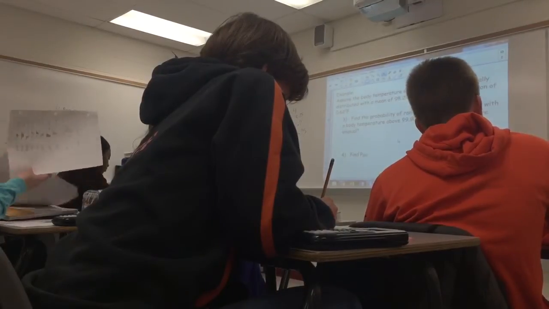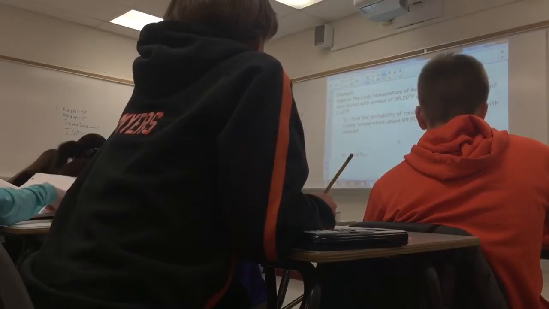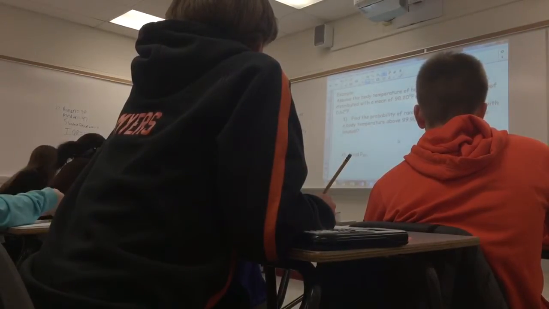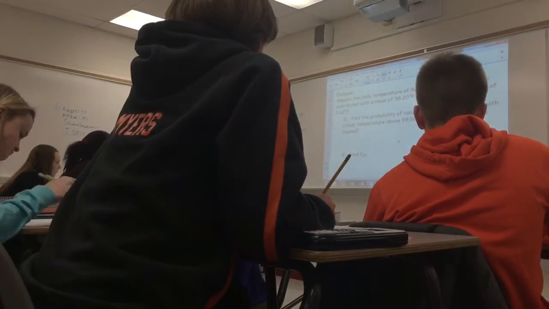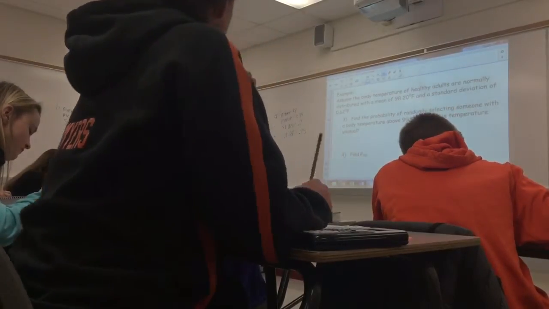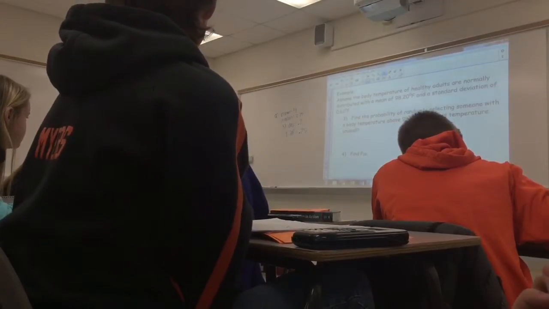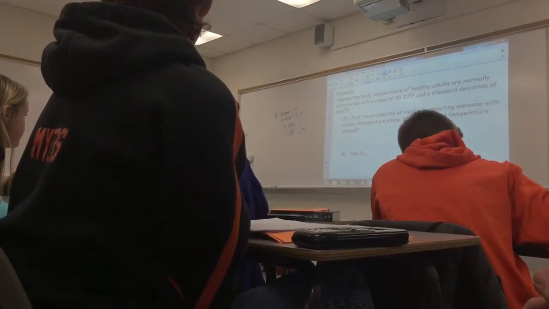Okay, so let's try something. Body temperature of healthy adults is normally distributed with a mean of 98.2 and a standard deviation of 0.62. So my mean's not 0, my standard deviation's not 1. I'm going to have to do something about them. What's the probability of randomly selecting someone with a body temperature above 99.9? Did you all figure out how to do above when you were doing your value? You subtracted it from 1, yes?